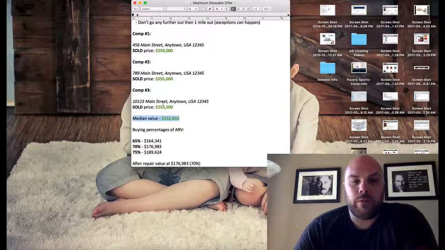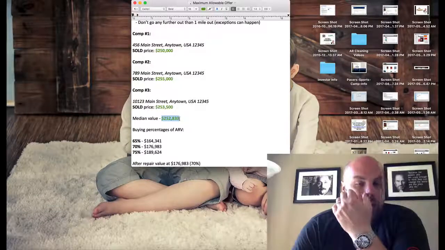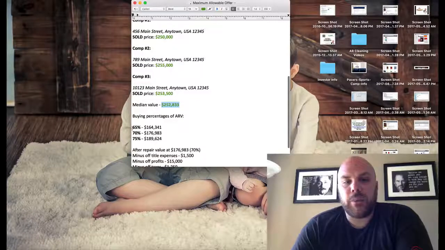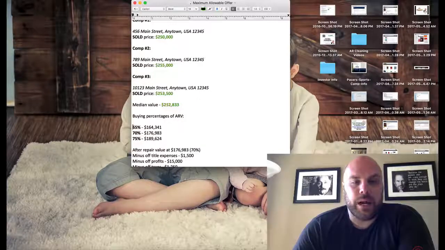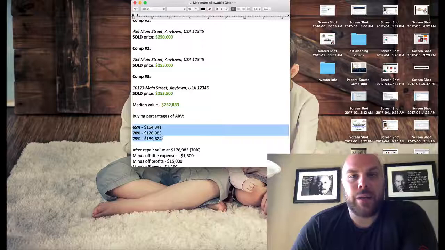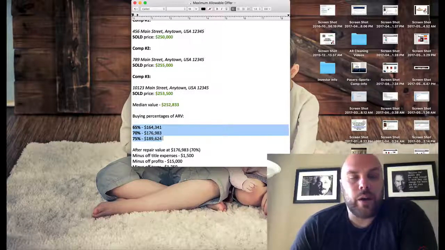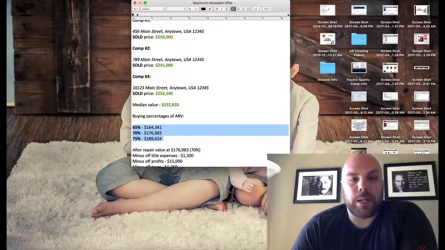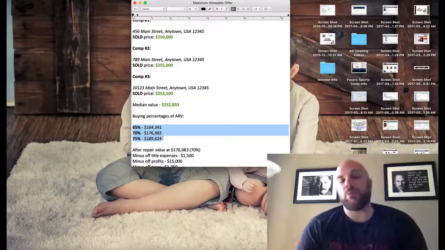You add up all of them and then divide by 3, and this is what you get: $252,833. Now here's the deal. A lot of people have several different ways on how you can come up with values of your properties for determining maximum allowable offer. This is what I will tell you.